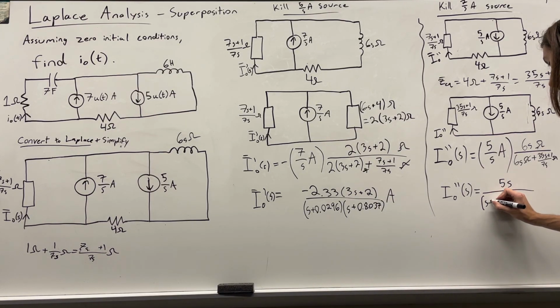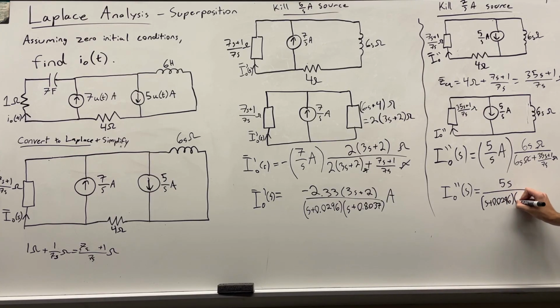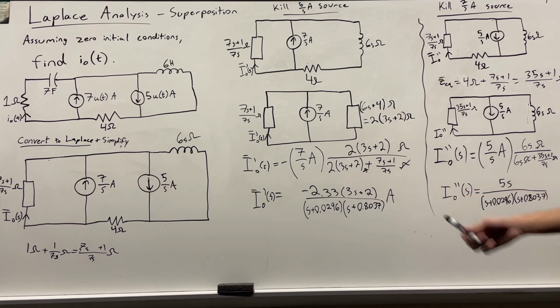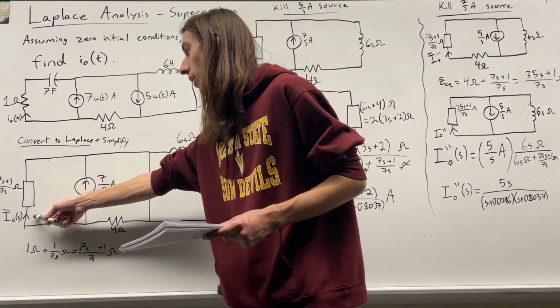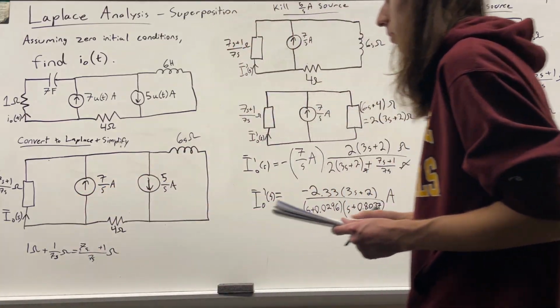It's going to be S plus 0.0296 times S plus 0.8037. So now we have our I naught prime and our I naught double prime from using superposition. Now we can add those two together to get our sought variable I naught bar of S from the original Laplace circuit.